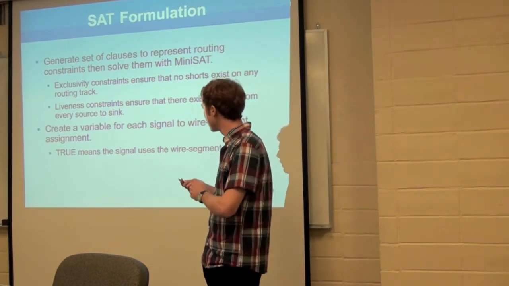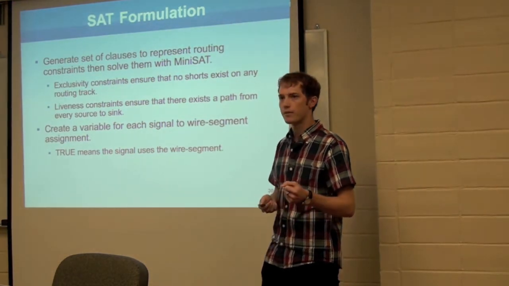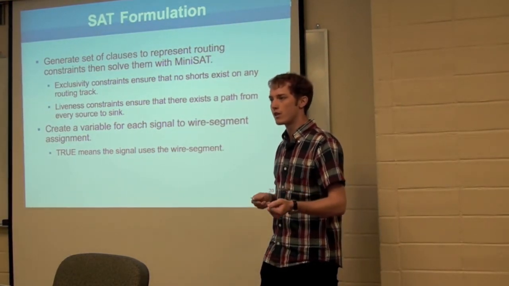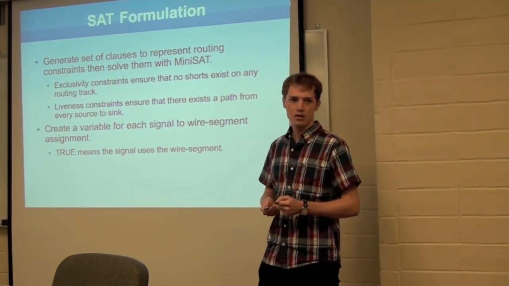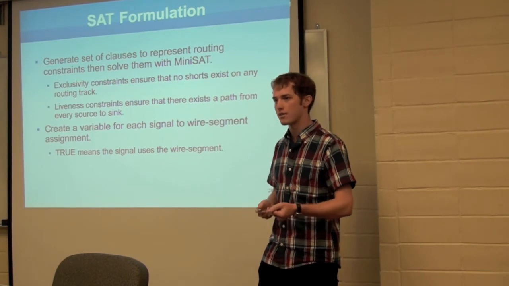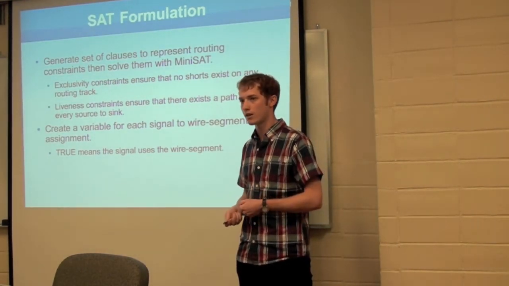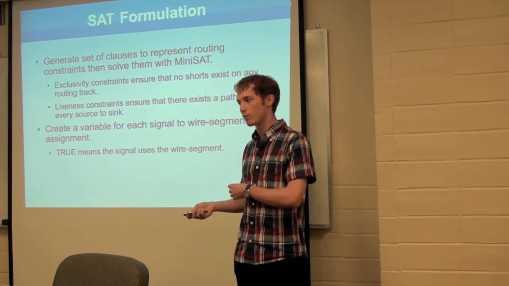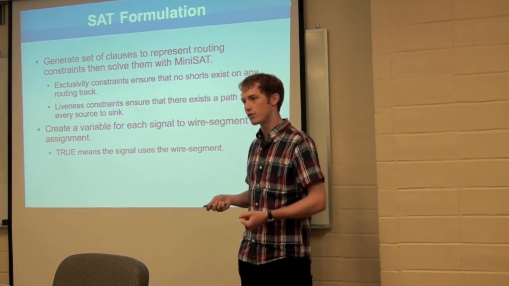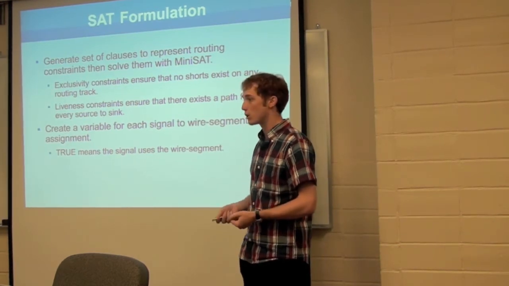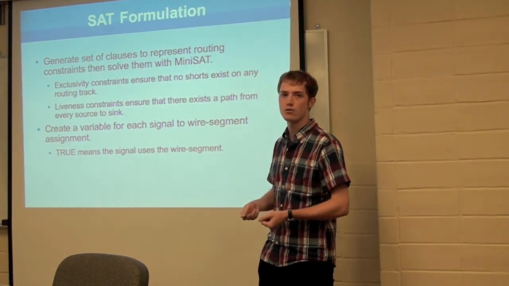The actual variables that we use for the SAT formulation: there's a variable for each signal to wire segment assignment. If that variable is true, it means that the signal uses the wire segment, and if it's false, then the signal does not use the wire segment. So at the end, when the SAT solver is done solving the instance, we have an assignment of true or false to each one of these variables. So we know which wire segments each signal uses just by looking at the true variables.